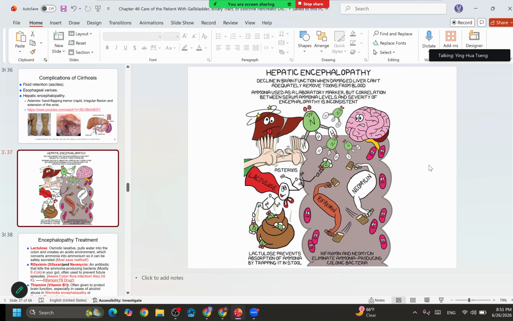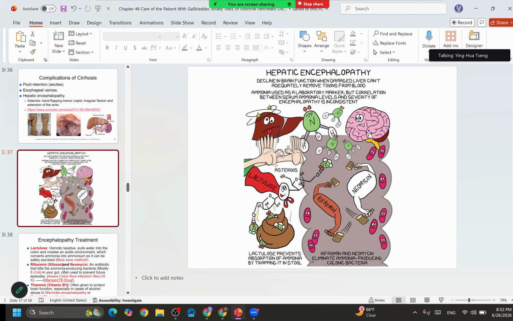Urea will become ammonia. This is all the ammonia. The green thing, nitrogen, will become ammonia, stay in your bloodstream, and then affect your brain. That's why the patient gets confused. It will be toxic to your brain.